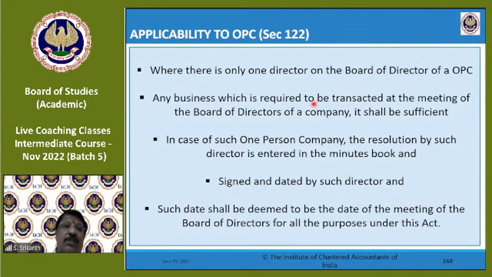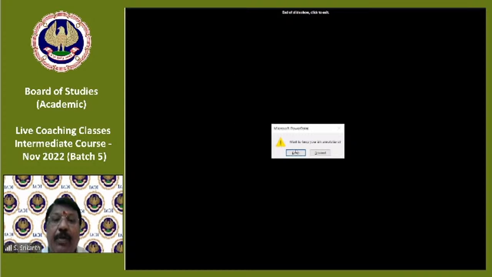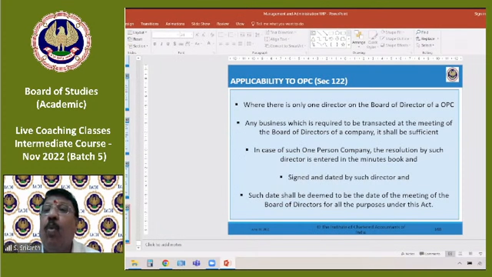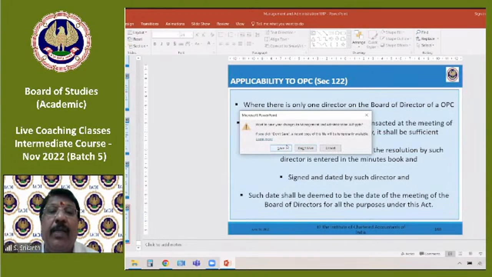Okay, so this is the applicability. Where there is only one director on the board, any business which is required to be transacted at the meeting of the board, it shall be sufficient if the resolution is entered in the minutes book, signed and dated by such director, and that date shall be deemed to be the date of the meeting. So, one-person company, they made it simplified, right? With this, we are completing one aspect of meetings.